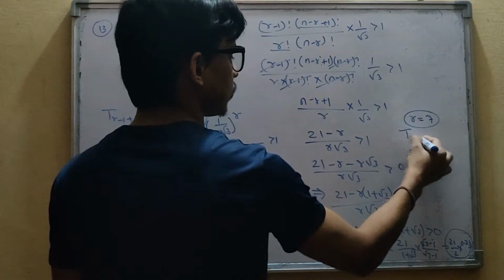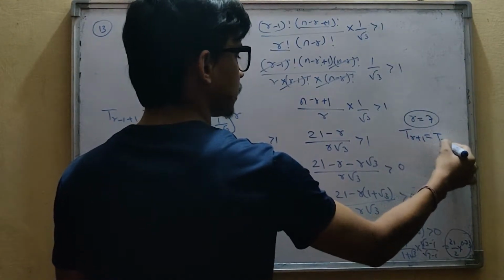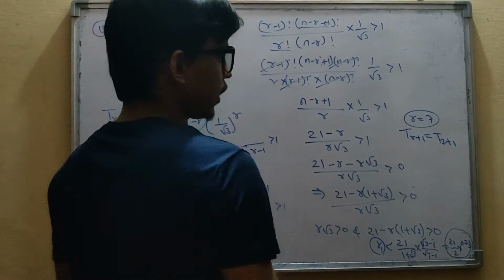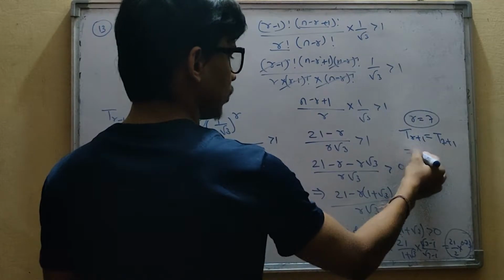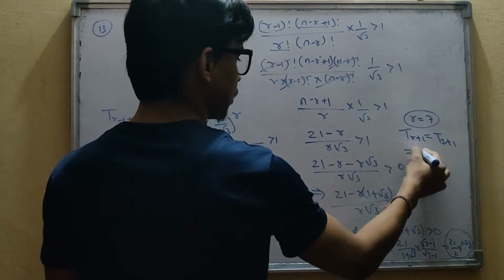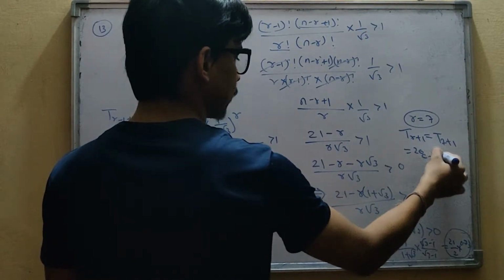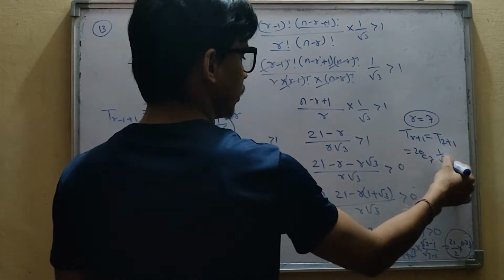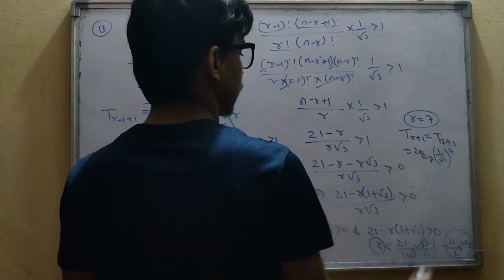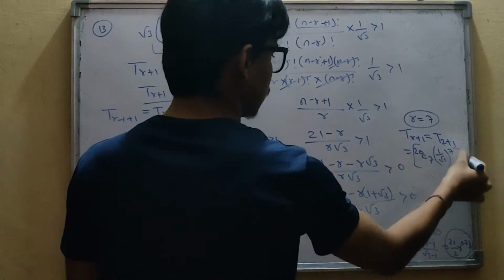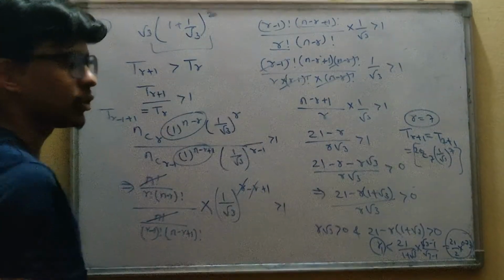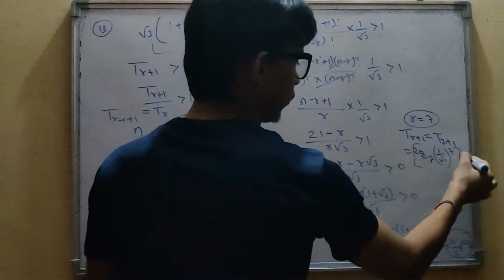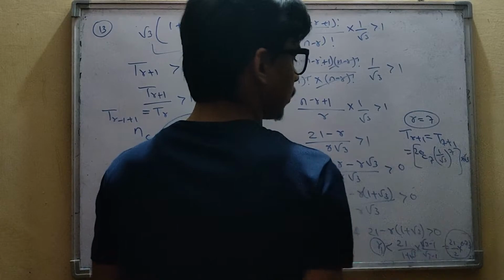So t r plus 1, that is t 7 plus 1, is going to be the greatest term, right? And if you evaluate it, t 7 plus 1 is nothing but 20c7, and 1 to the power anything is going to be the same, and it is going to be 1 upon root 3 to the power 7. And this is for 1 plus 1 upon root 3 to the power 20. Okay, so root 3 is there also. So you have to multiply it with root 3 as well, right?